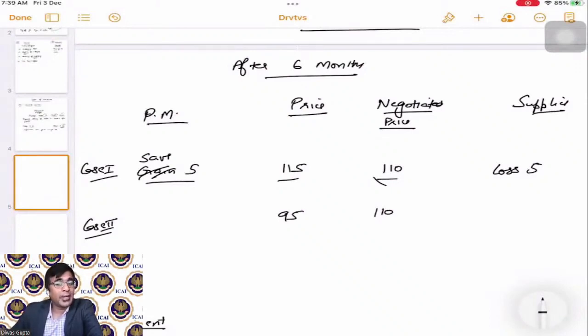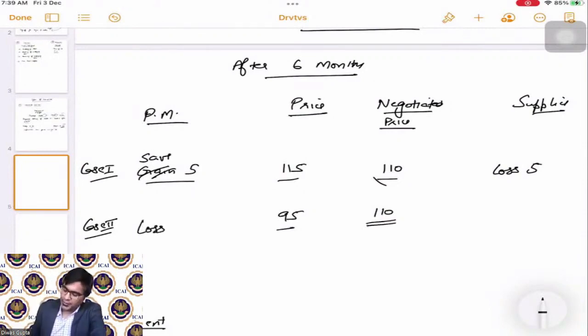Procurement manager will not be happy at all because he could have purchased in the open market at the rate of 95. But because of this obligation, because of this contract, he has to still purchase at the rate of 110. So there is a loss of 15 rupees to this procurement manager.